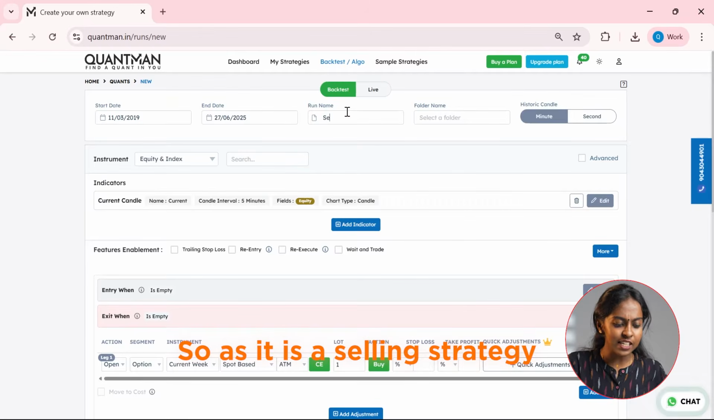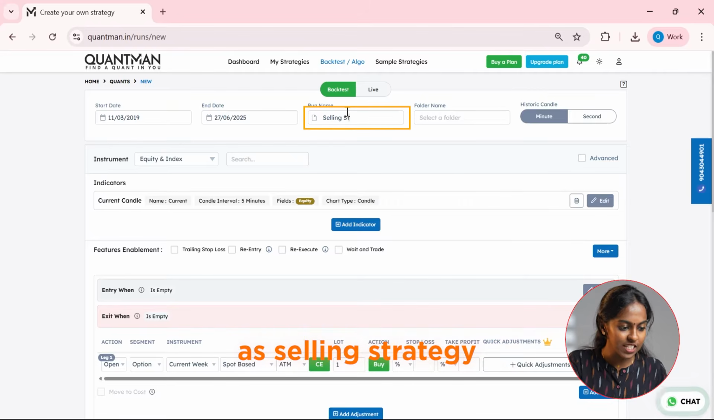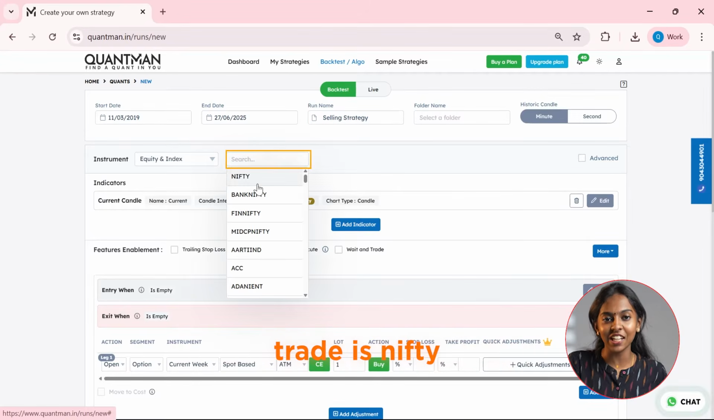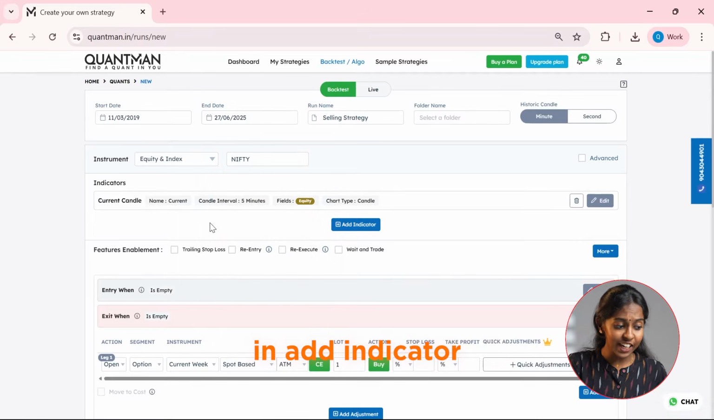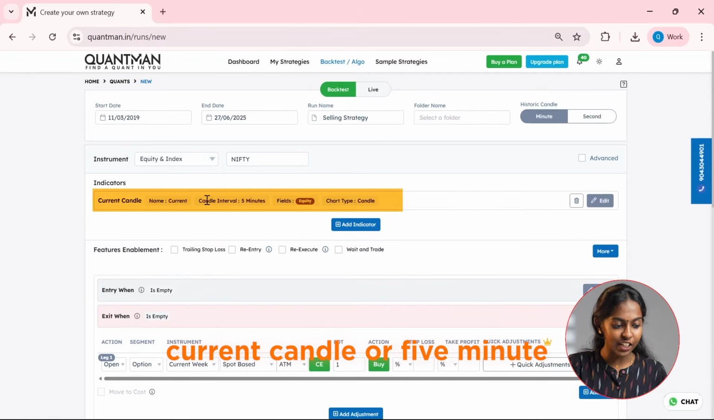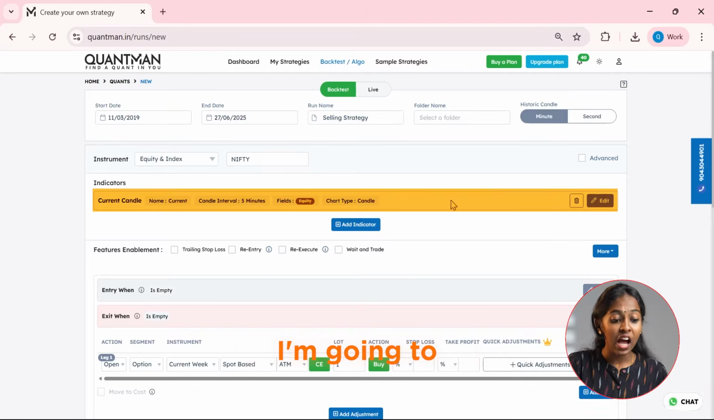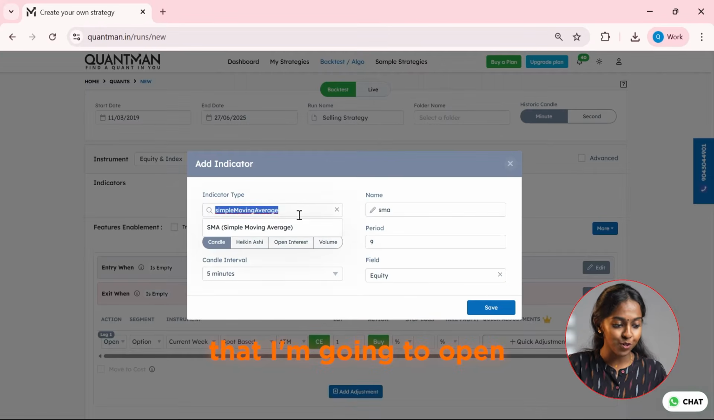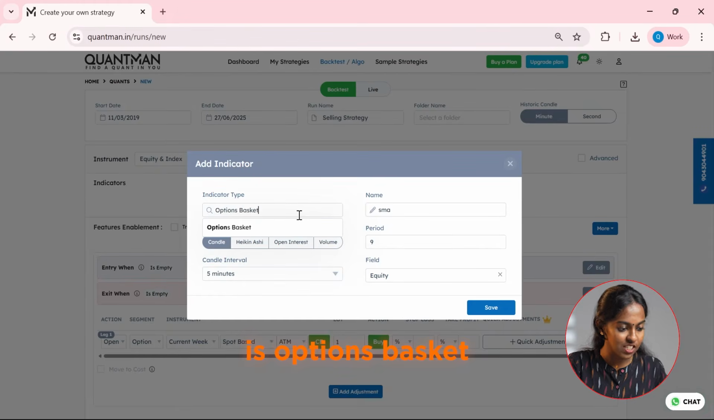So as it is a selling strategy, I am going to rename it as selling strategy. The instrument that I am going to choose to trade is Nifty. In add indicators, there will be a default current candle of 5 minutes on the spot chart. I am going to delete this indicator. The first indicator that I am going to open is options basket.